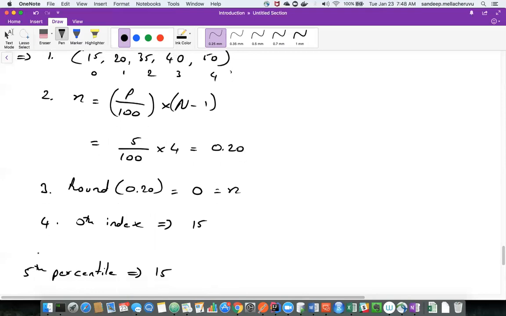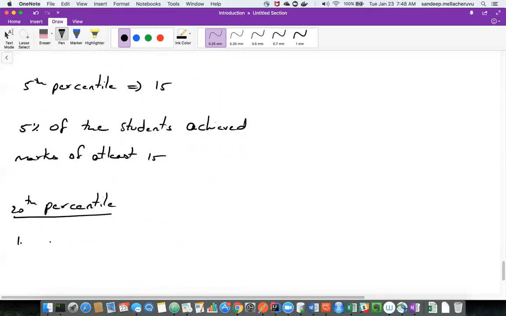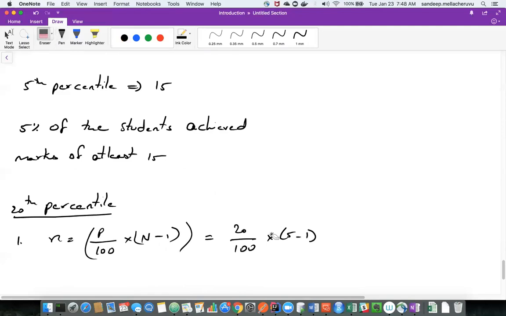Yes. Okay. So same way, n equal to p by 100 into capital N minus 1. And my p-value is 20, right? 20 by 100 into 4. N is 5. 5 minus 1, which means it is into 4.